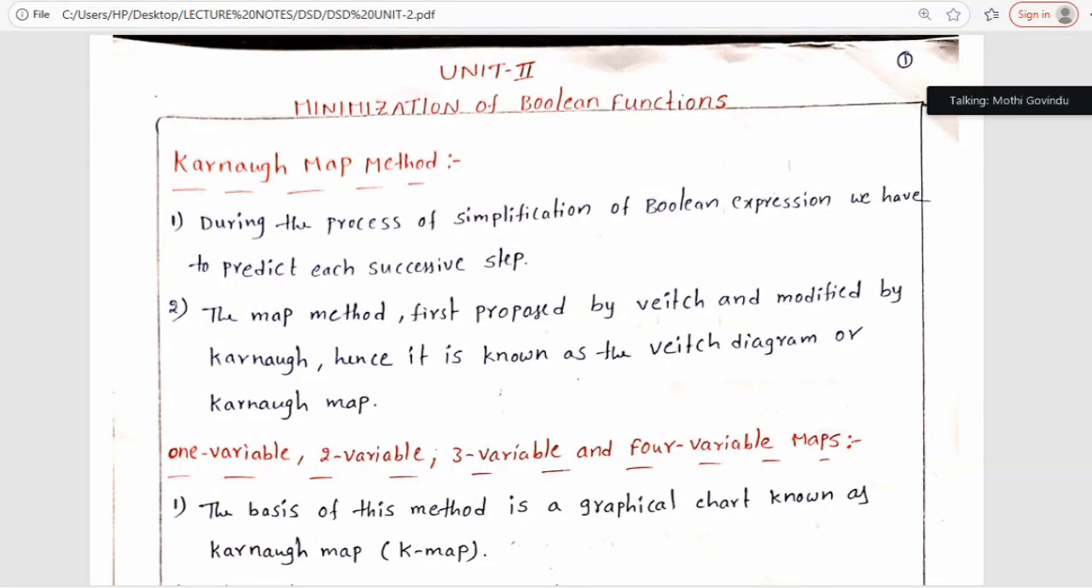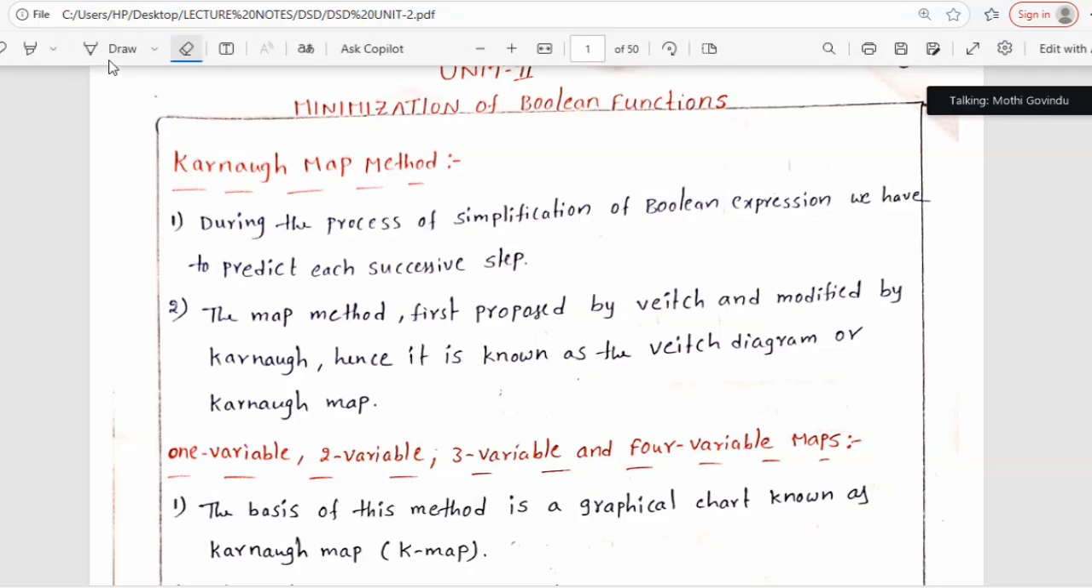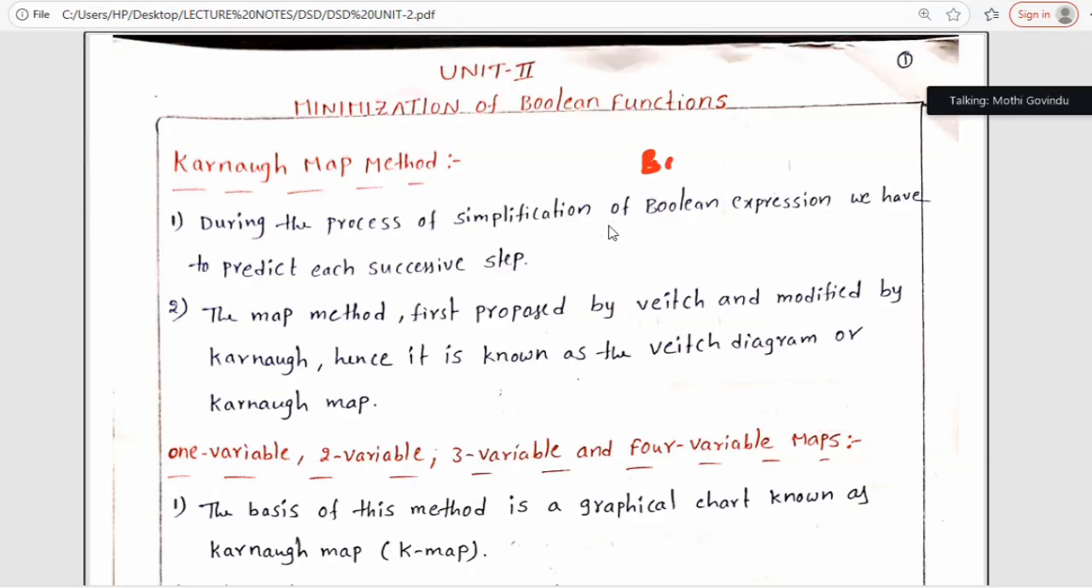In this class, let us discuss minimization of Boolean functions. In the previous class, we discussed Boolean expressions or Boolean functions. But the advanced method for minimizing a Boolean function is the Karnaugh map method.